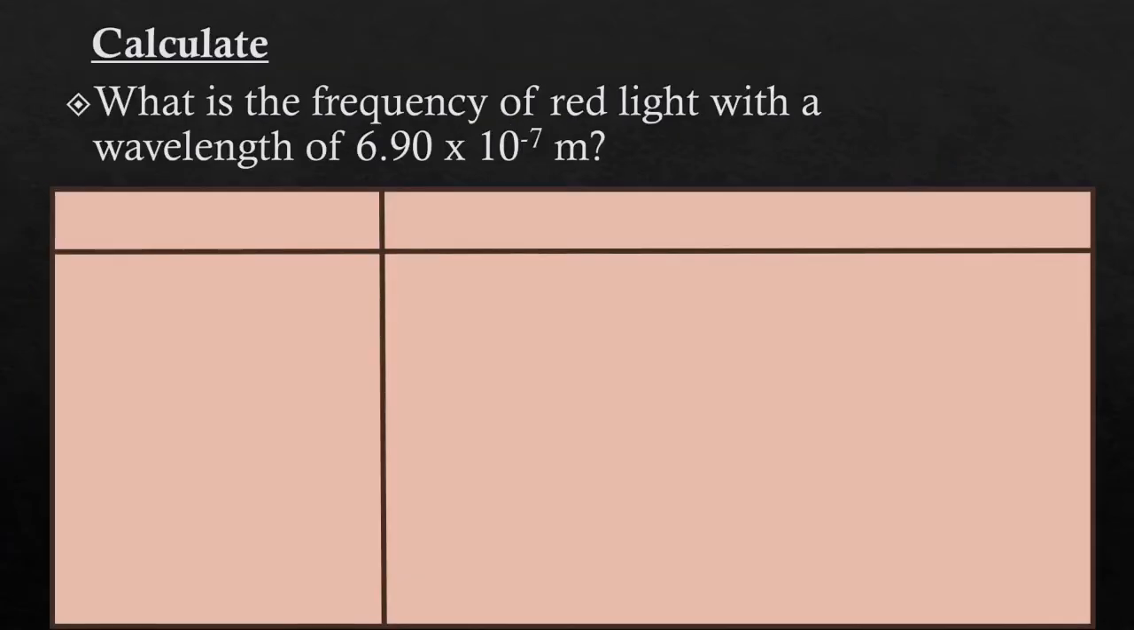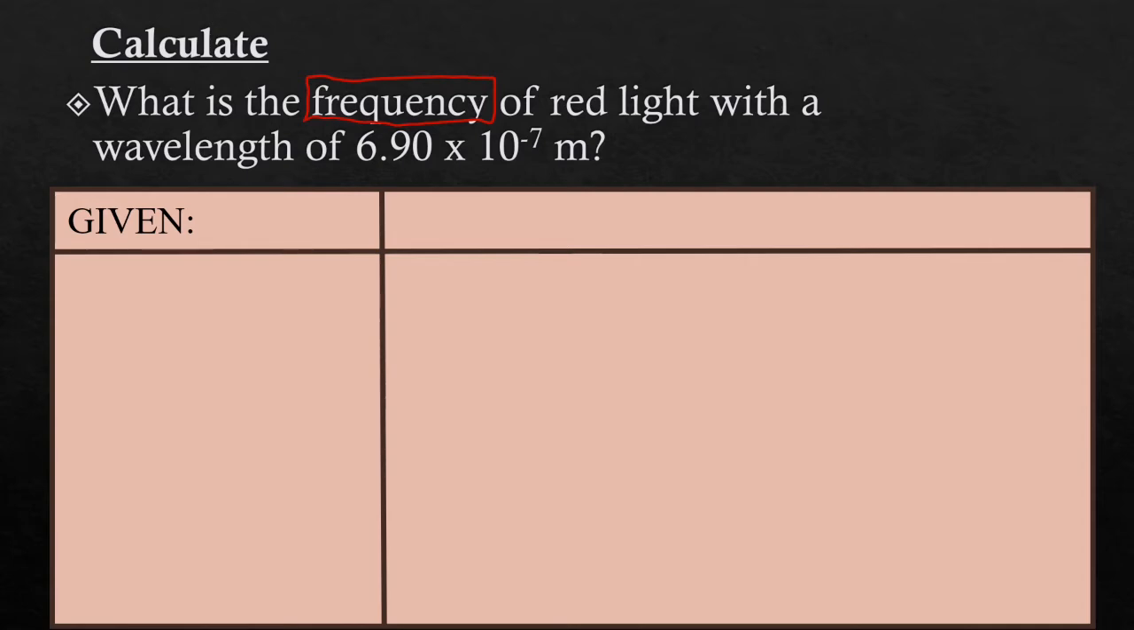Problem solving in chemistry is always going to be the same. Let's read the problem. What is the frequency of red light with a wavelength of 6.90 times 10 to the negative 7 meters? So we are solving for frequency, so I'm going to be boxing that, knowing that we don't have a value for frequency and that we are looking for it. The first step is always to list off my givens. So what's given in the problem?